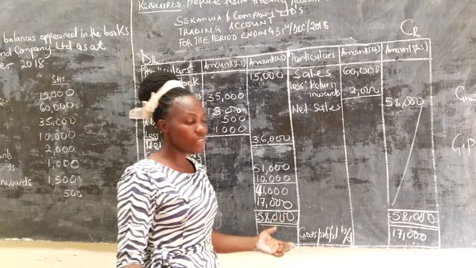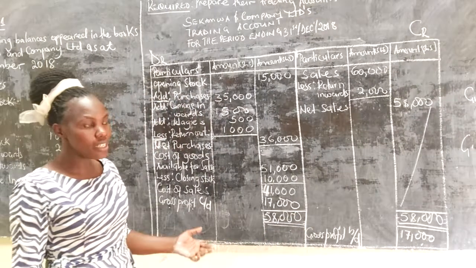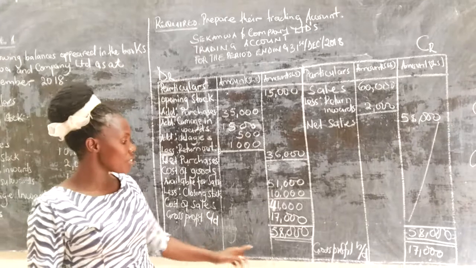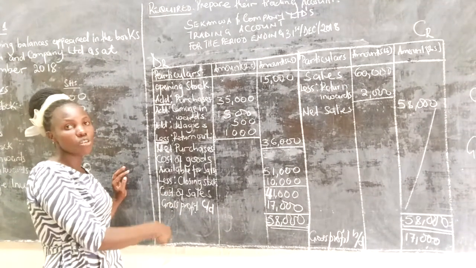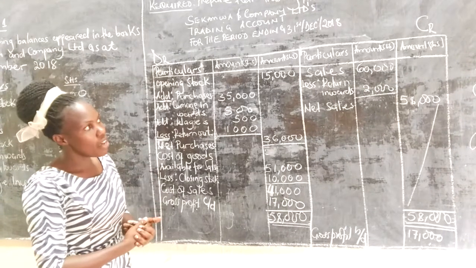However, sometimes you will get a negative answer. It means the brought down this time will be on the DR side, because expenses will be more than the incomes.